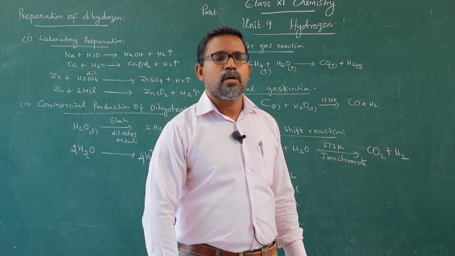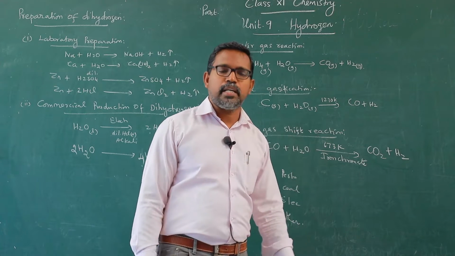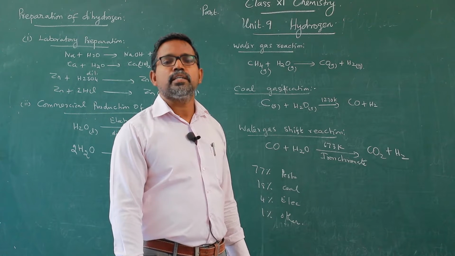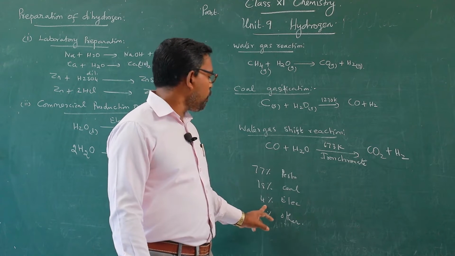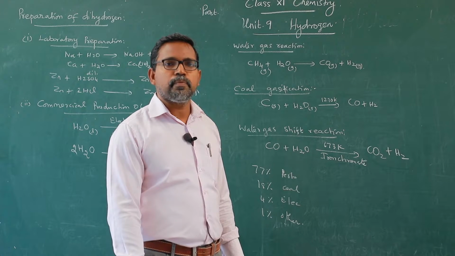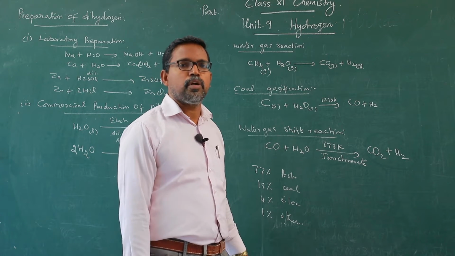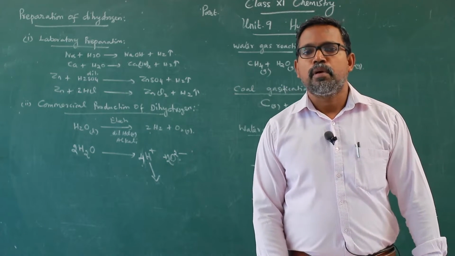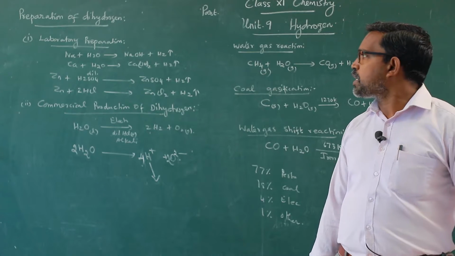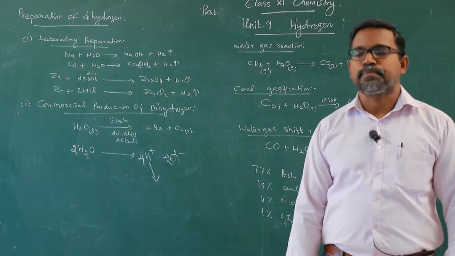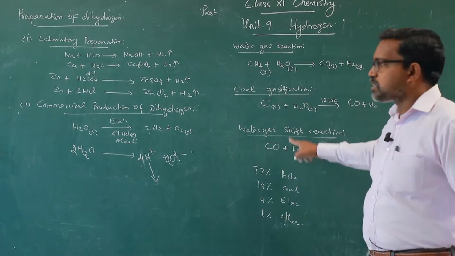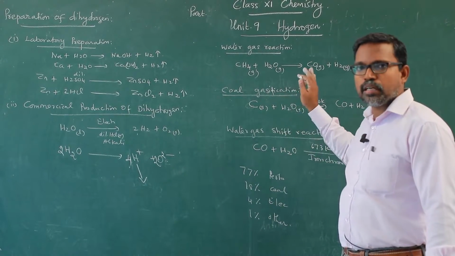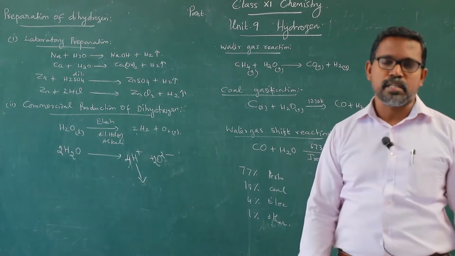Apart from this, 77% of hydrogen is obtained from petrochemical reactions, 18% from the burning of coal, 4% from the electrolysis process, and the remaining 1% from other sources. These are the laboratory as well as commercial methods of hydrogen production. You should learn the water gas reaction, coal gasification, and water gas shift reaction, as these are important from the examination point of view.